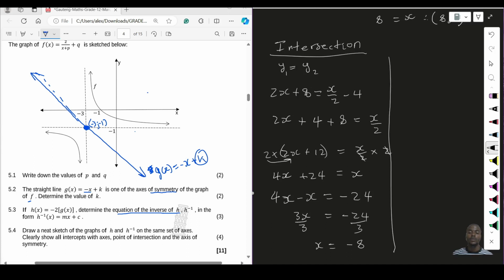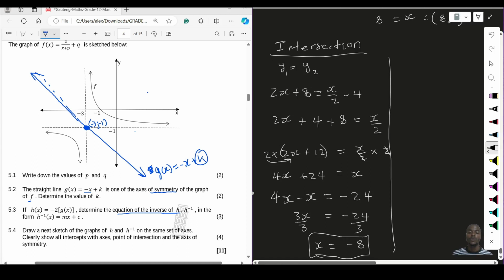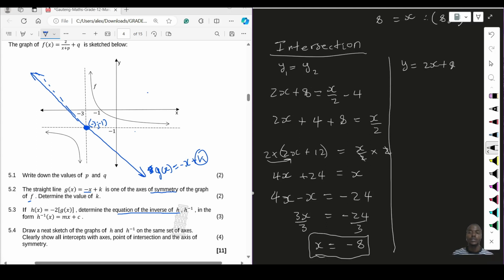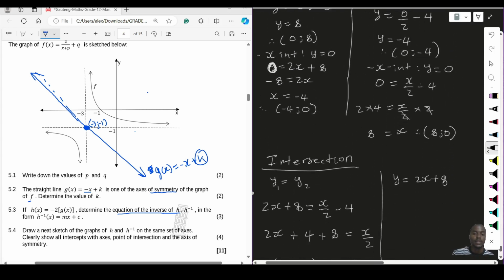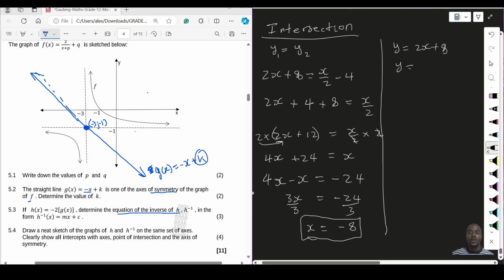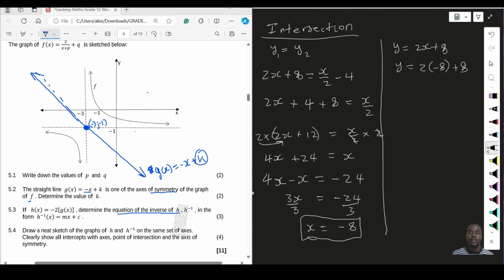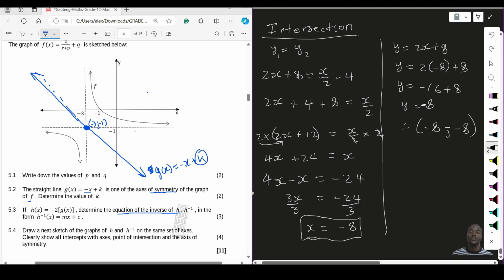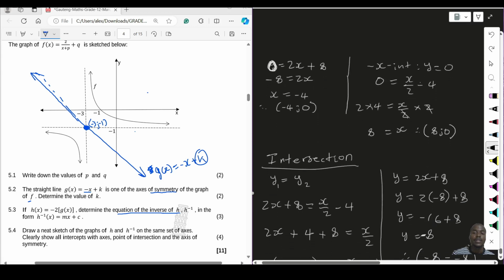Then I'm looking for the point of y now. So I'll use the first one. Y is equals to 2x plus 8. Let me confirm if it's 2x plus 8. Yes. Then we're going to say y is equals to 2 times minus 8 plus 8. Y is equals to minus 16 plus 8. Then y is equals to minus 8. Therefore, the point of intersection is minus 8, minus 8. I made a mistake here. It should be minus 8. Put this in your calculator, you'll get minus 8. Be careful of that. So we have found the point of intersection.